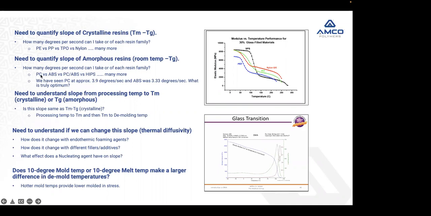So I want to quantify PC versus ABS versus PC ABS versus HIPS, many more. We've seen polycarbonate approximately 3.9 degrees I've shown you, and ABS was 3.3. I'm not sure if that's optimum. I may be able to run an aluminum tool and get out 3, 4, 5 degrees a second. But plastic only gives up heat as quickly as it wants to give up heat. So I can't take heat away faster than the thermodiffusivity will give it up.